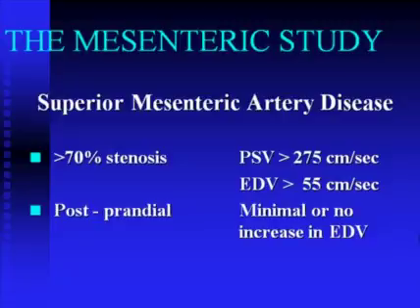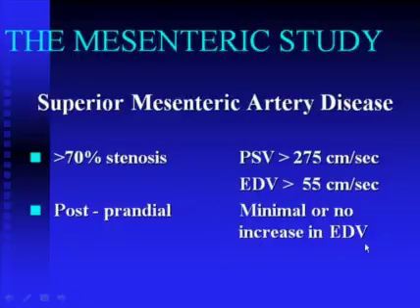There are other data out there that can also offer secondary criteria. If the end diastolic velocity in chronic disease exceeds 55 centimeters per second, that likely corresponds to a greater than 70% stenosis. And if you do a postprandial challenge, because the gut is chronically ischemic, it is maximally dilated, and you are not going to see any significant change in end diastolic velocity comparing pre- and postprandial measurements.